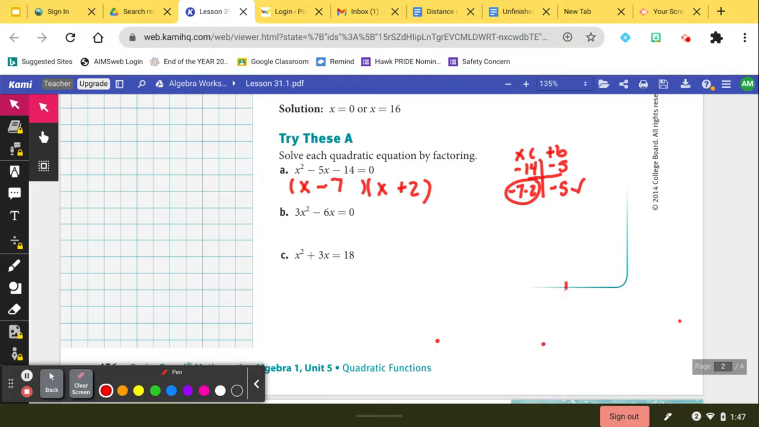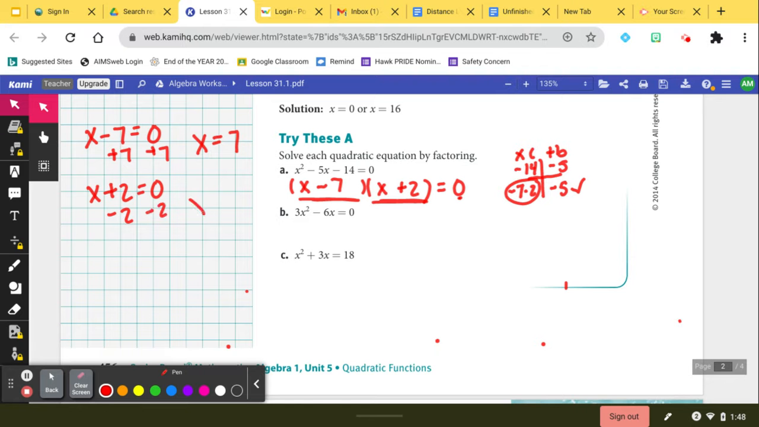We want to set this equal to 0 then to solve for when y is 0. What is x? Well, zero product property tells me that if this times this equals 0, either x minus 7 needs to be 0 or x plus 2 equals 0. Now we'll solve for x. So add 7, so x could be 7, or subtract 2, so x could equal negative 2. So my two solutions are negative 2 and 7. Okay, let's do the next one.